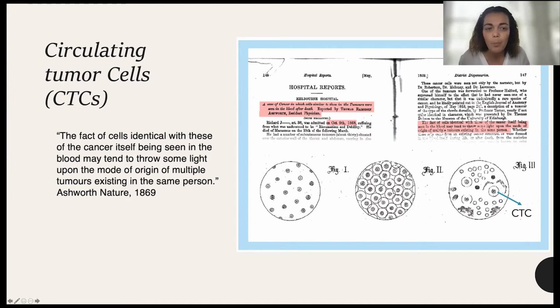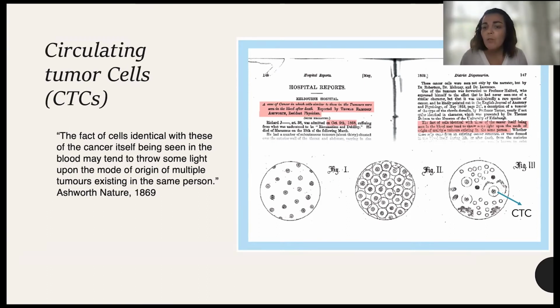And this is actually the original paper that I'm showing here. He quoted, "The fact of cells identical with these of the cancer itself being seen in the blood may tend to throw some light upon the mode of origin of multiple tumors existing in the person." But it wasn't until, of course, the late 90s and the 20th century when the boom of CTC work started, after some groups developed the later and widely used immunomagnetic enrichment-based methodology for CTC detection.